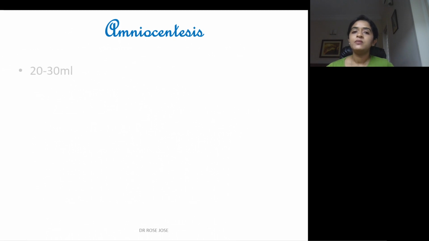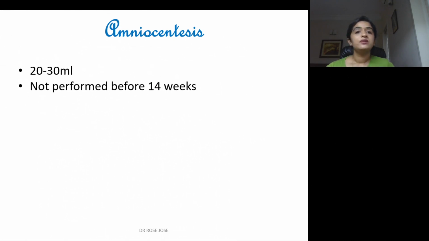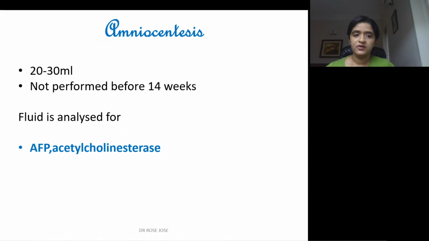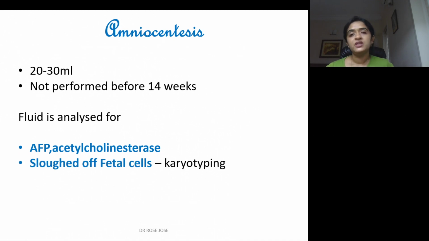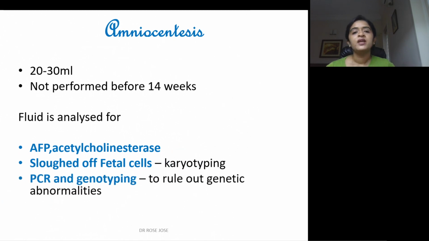Another investigation is amniocentesis. You are taking out the amniotic fluid, roughly 20 to 30 ml. It is not usually performed before 14 weeks because the amniotic fluid won't be there in sufficient amount and it might lead to abortion if you are not doing it properly. And what are the investigations you do in the amniotic fluid? You can look for the alpha fetoprotein, the acetylcholinesterases, and sometimes there will be sloughed off fetal cells in the amniotic fluid, which you can give for karyotyping. You can also do polymerase chain reaction and genotyping to rule out the genetic anomalies. So these are the investigations which you can do with the help of amniotic fluid.